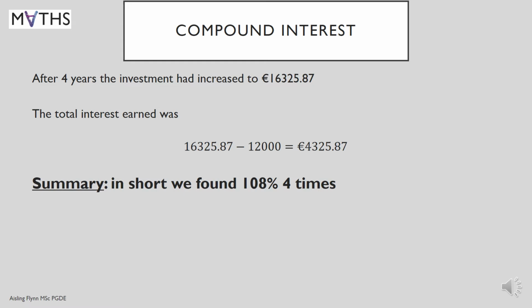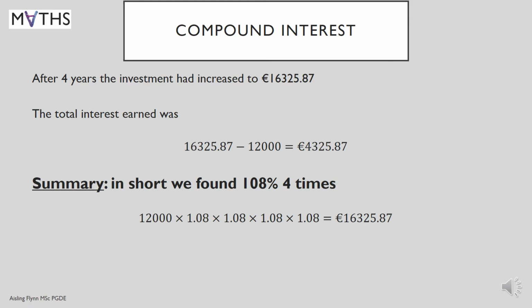Now we're going to look at neater, quicker ways we could have done this. We could have started with €12,000 and found 108% 4 times. So multiply by 108%, or 1.08, 4 times. You can try that on your calculator and you should also get 16,325.87.